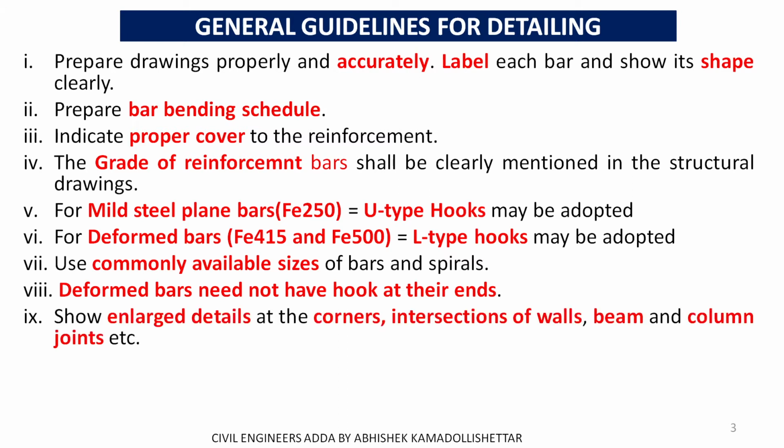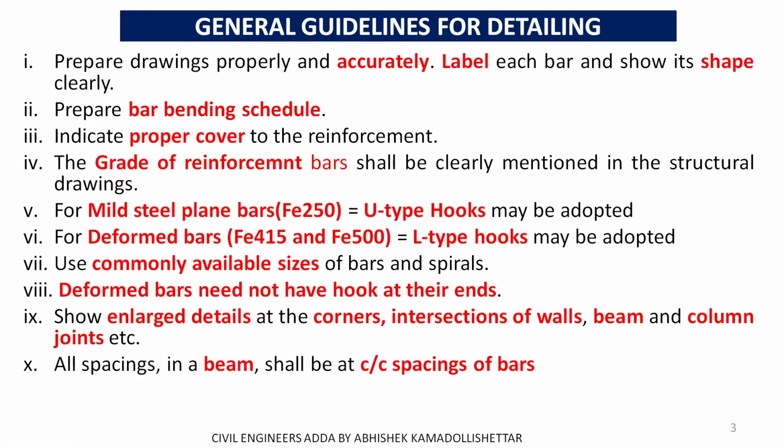Show enlarged details at the corners, intersections of walls, and beam and column joints. At the points of joints where a beam meets a column, where a beam meets a beam, where a column meets another column, you need to provide enlarged details, like where the main bar will go, the depth of lapping, development length. All those things need to be shown clearly for the site engineers to understand and implement it in the site.